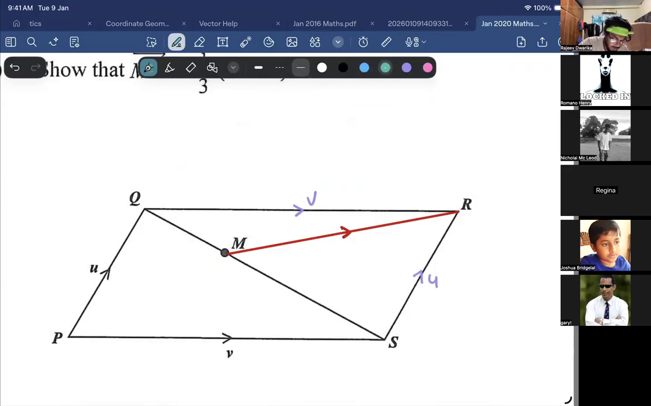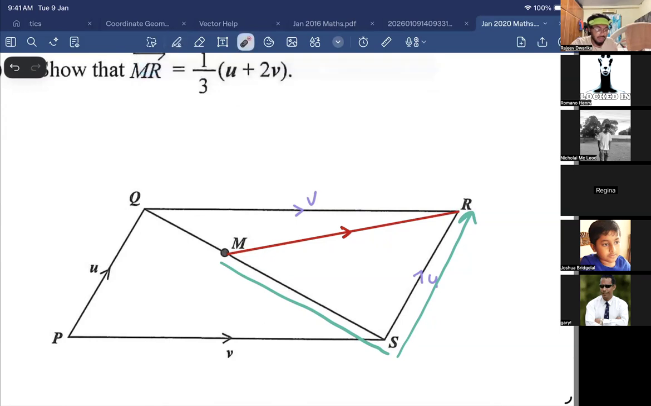So if we want to go from M to R, how could I move? M to S, then S to R. That's completely fine. But the thing is, now you would have to find MS. Remind me, MS is just what of QS? 2/3 QS. You'd have to do an extra calculation. That is correct, but it is intensive. How else could you go from M to R?